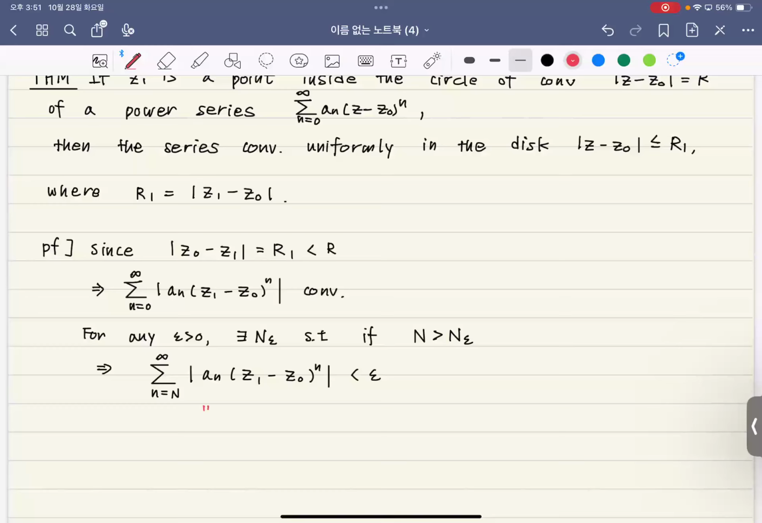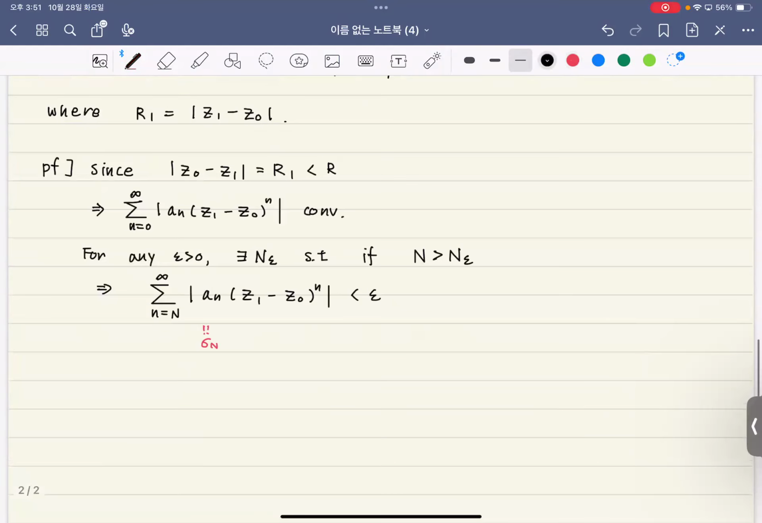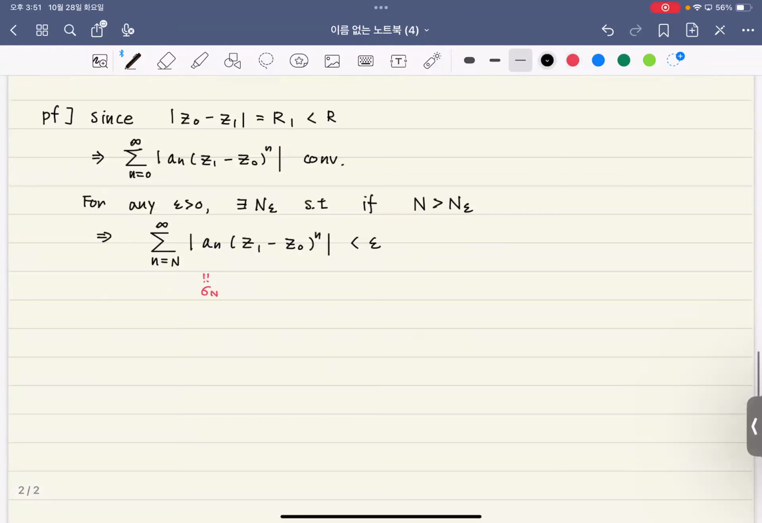So I am repeating the definition of absolute convergence. I'm going to call this term sigma of n. Now, let me choose any random point from the smaller circle, z1. The distance between this point and the center of the power series is slightly smaller than the radius of convergence.